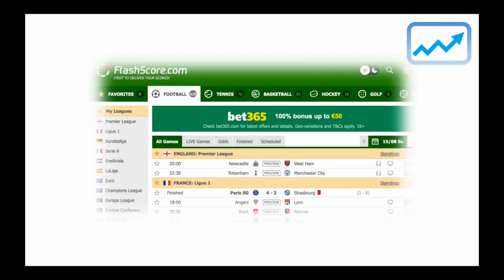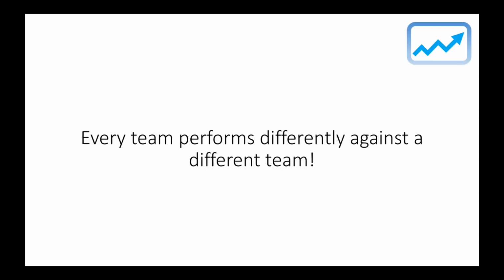However, you will see lots of videos covering all of this research, and you can spend hours researching stats for the whole thing to go out of the window. Now, why is this? Because a team will always perform differently against a different team. So you cannot rely solely on the stats.